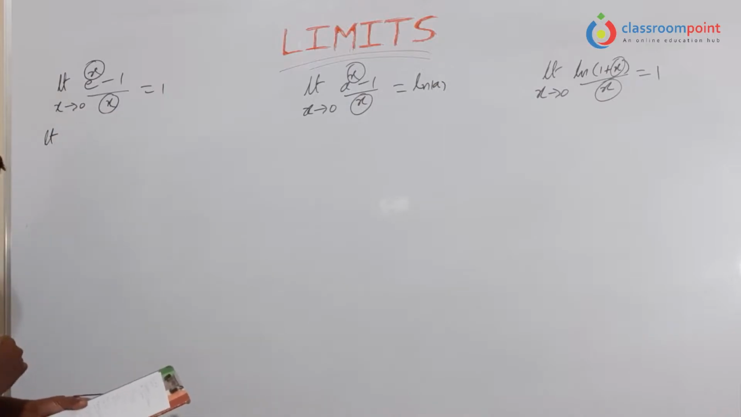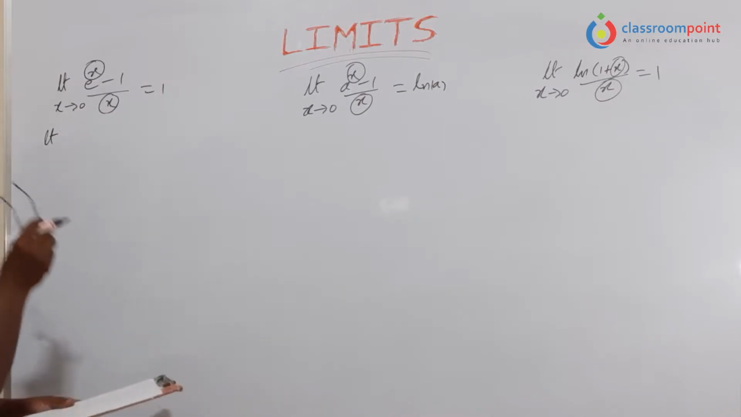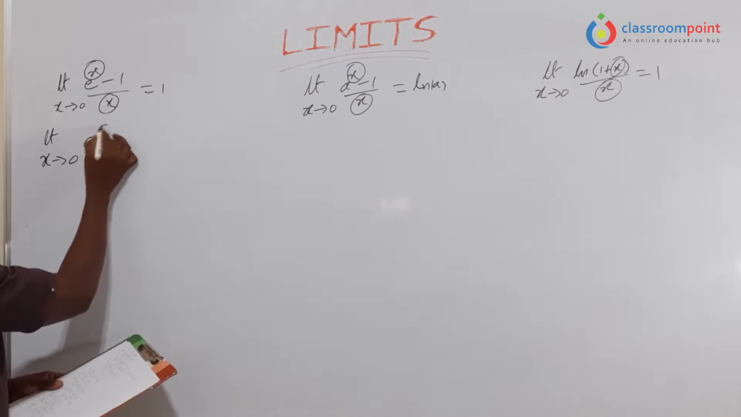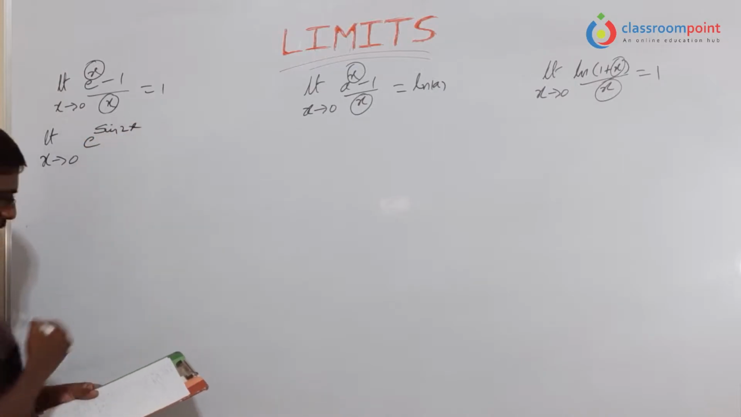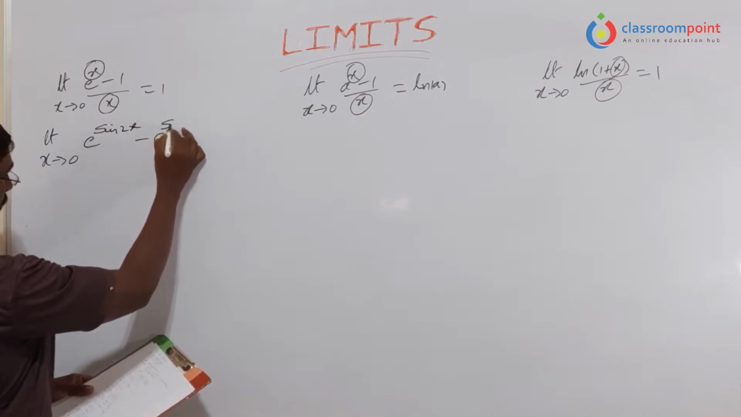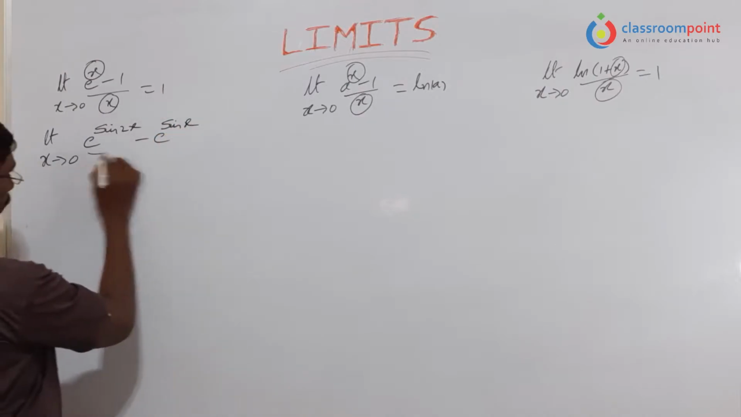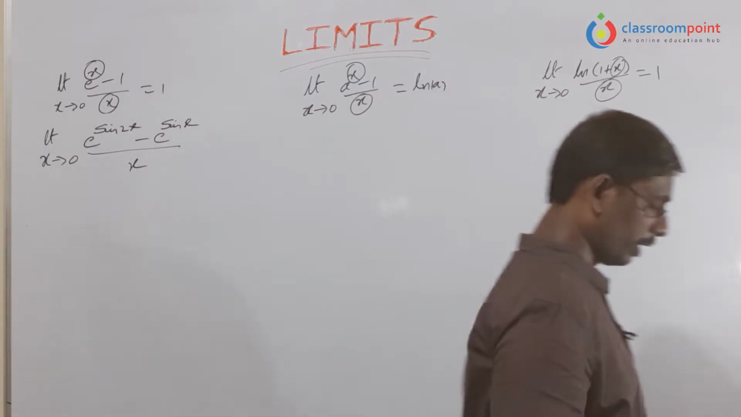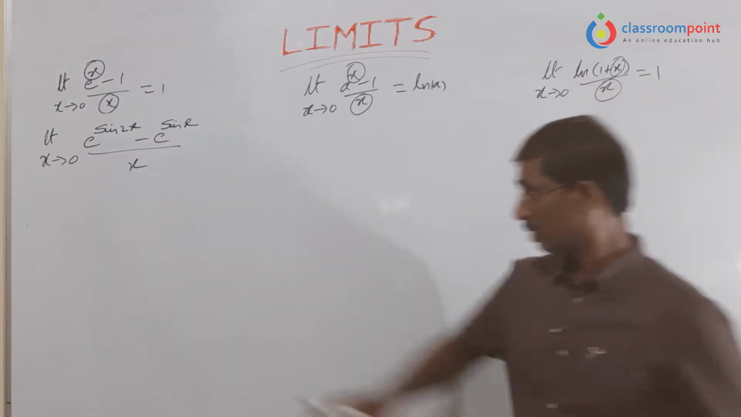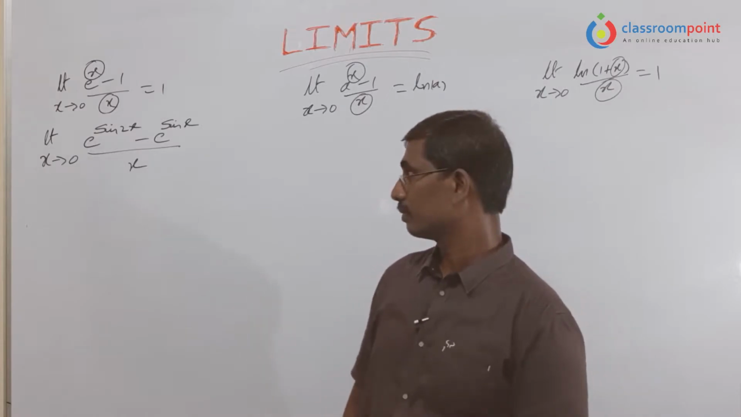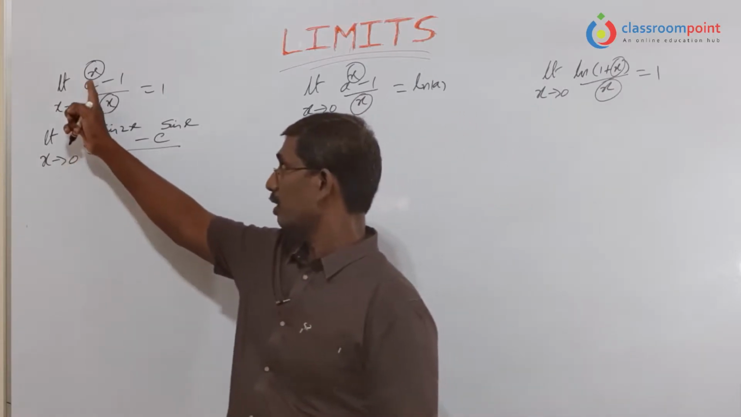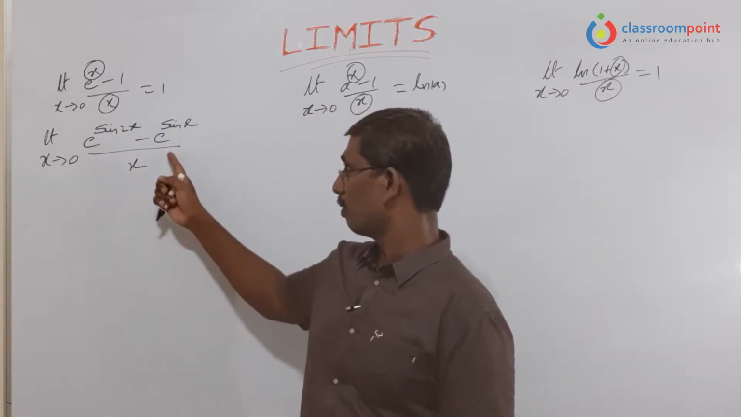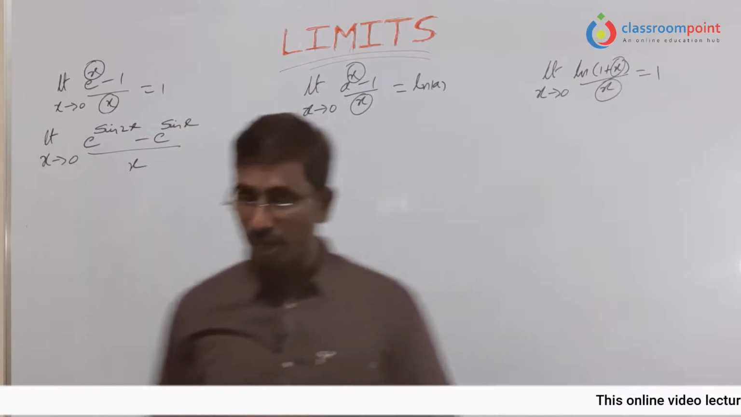Limit x tends to 0, (e^(sin 2x) − e^(sin x)) whole divided by x. Then what is the value of this one? This is a calculation question. Now what to do here? Actually we need (e^x − 1)/x here, but e^(sin 2x) is here, e^(sin x) is here. So there is no way of solving that.